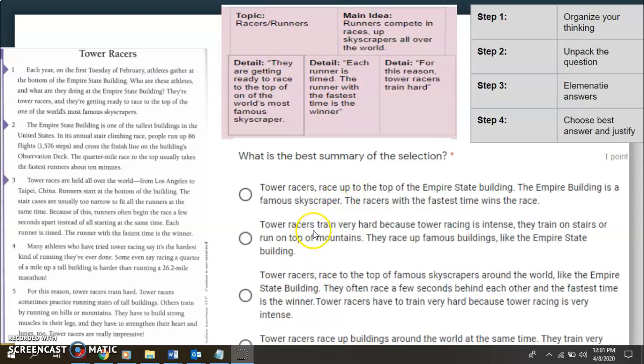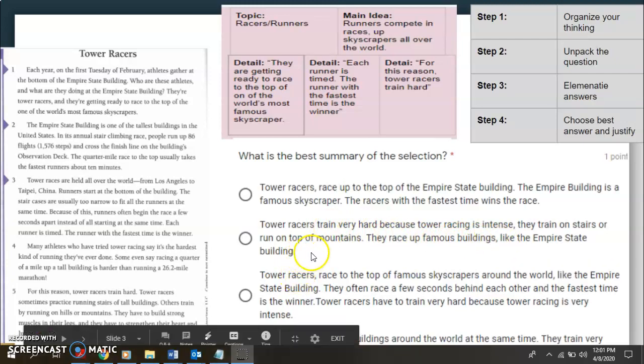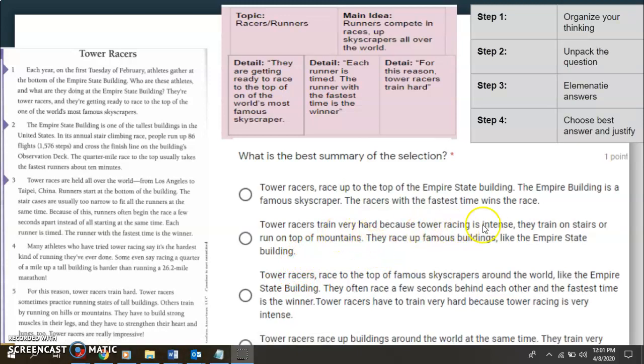B says, tower racers train very hard because tower racing is intense. They train on stairs and run on top of mountains. They race up famous buildings like the Empire State Building. Well, I see they have part of the main idea where it says they run up famous buildings like the Empire State Building, but it's not in logical order. It also says they train very hard because it's intense and they train on stairs and run on top of mountains. Those are details, they're giving me examples. And remember, in my summary, I don't want examples. I just want something straight, simple, and to the point. So looking at this and it not being in logical order, this would not be my answer either.